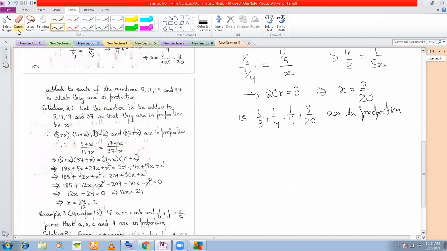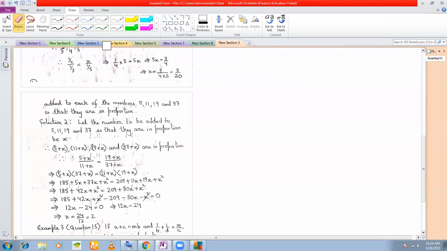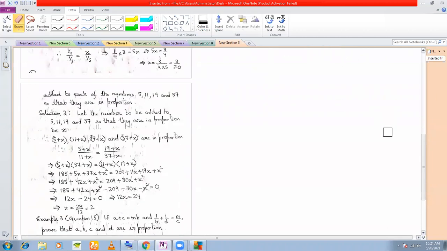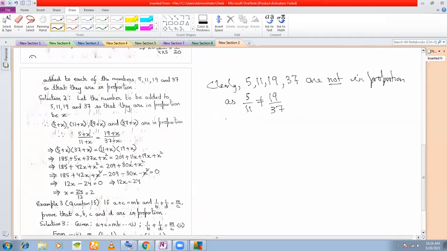Question is, what number must be added to each of the numbers 5, 11, 19, and 37 so that they are in proportion? Now, if you remember this problem, I think exactly this problem I had solved back in class 8 also. Clearly 5, 11, 19, and 37 are not in proportion, right? Because 5 by 11 is not equal to 19 by 37. But we want to make it in proportion.